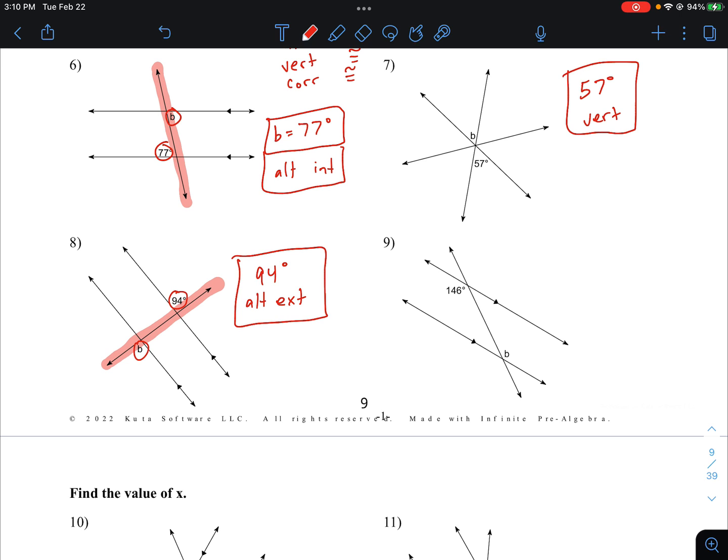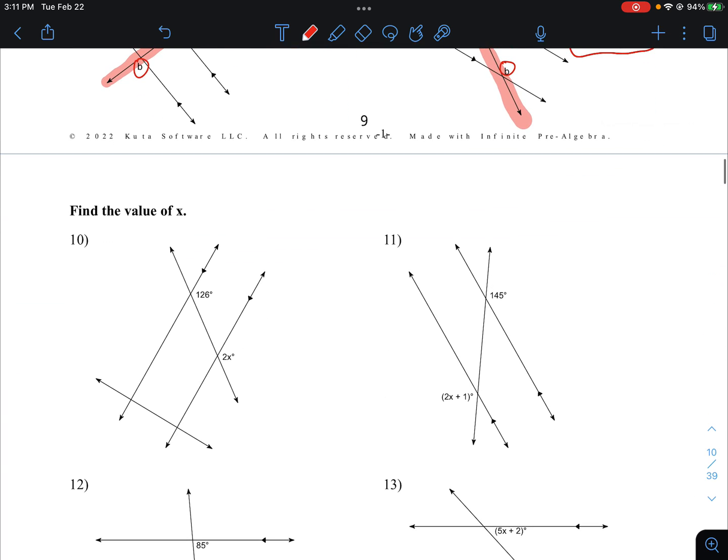And finally, this one is kind of a crazier looking one. Here's my transversal. We have 146 and we have B. They're both on the inside, right? Interior. And they're on opposite sides of my transversal. That means B is also 146 degrees because they are alternate interior angles.